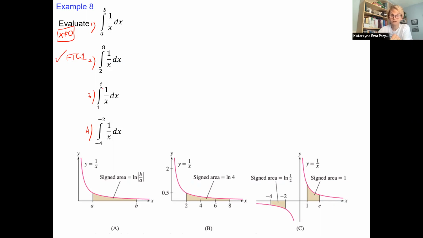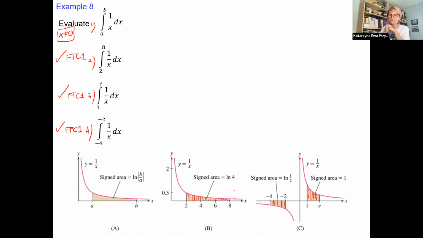What about between 1 and e? Fundamental theorem of calculus part 1, I think it's possible. What about between -4 and -2? I think it's okay, because we just have to look at 0. If 0 is not in that interval, then we're perfectly fine. This one is between -4 and -2, this one is between 1 and e, and this one is between 2 and 8.